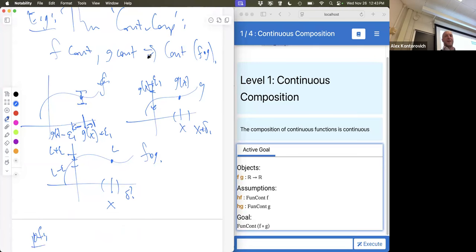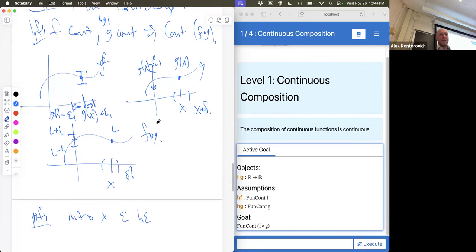So proof, we want to show the continuity of f compose g. So give me the x. So intro x. Now we want to show that f compose g is continuous at x. So give me the epsilon and give me the fact that epsilon is positive. We're going to stick this epsilon and the fact that it's positive into f. So this is called Hf, I guess. Hf is that f is continuous. Hg is that g is continuous.